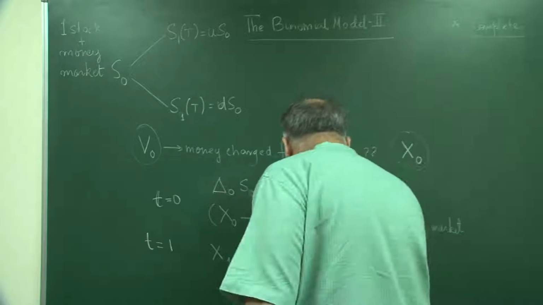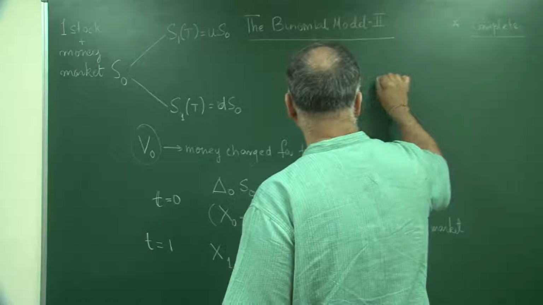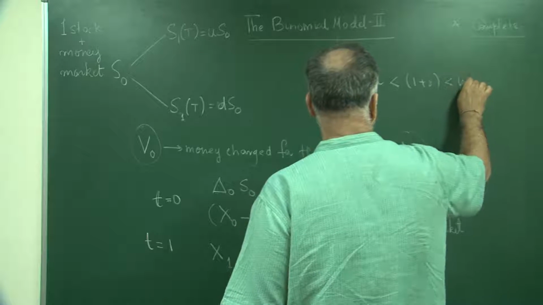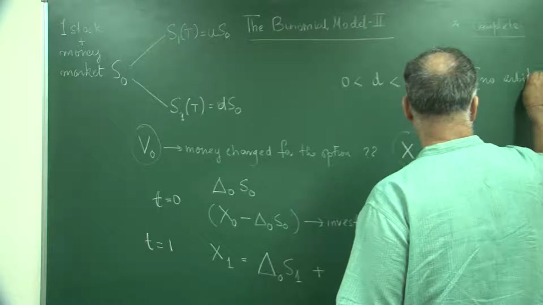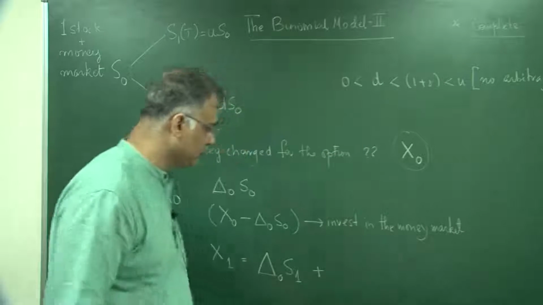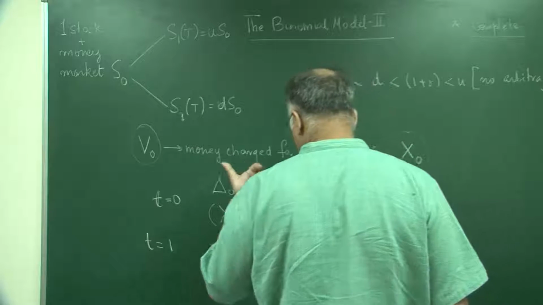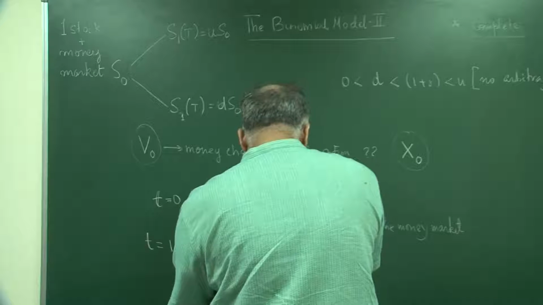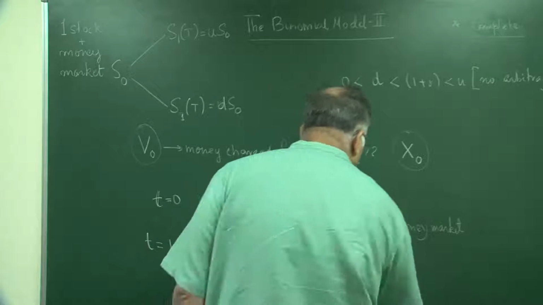Of course, please do not forget that we are always using the no arbitrage condition. I do not want to write this, but I am just writing to remind you that you cannot escape the no arbitrage condition, because we want to get a price of the option which is free of arbitrage. So, at time t equal to 1, the worth of my portfolio is this.